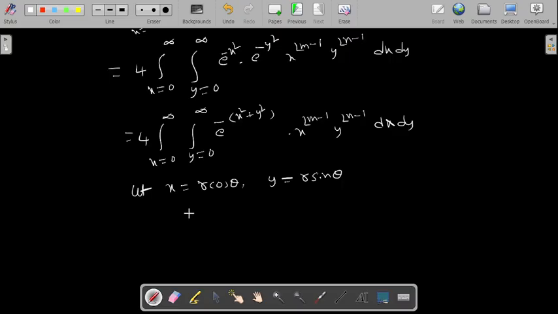Just now we have seen, when you take x equal to r cos theta, y equal to r sin theta, what is dx dy? Can anybody say? What is dx dy according to the note point? Can anyone? r dr d theta.